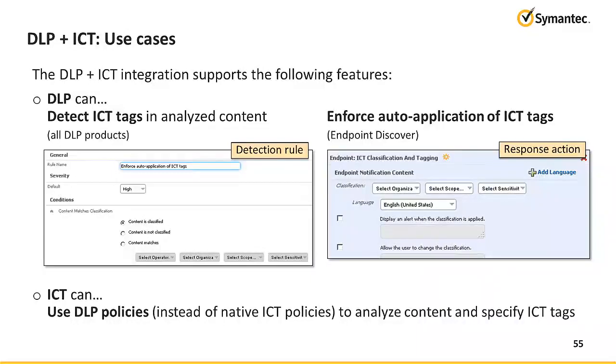The integration between DLP and ICT supports several unique features. It lets all DLP products detect ICT tags in analyzed content, and it also lets Endpoint Discover enforce auto-application of ICT tags during an Endpoint Discover scan. Meanwhile, the integration lets ICT send content to DLP for analysis against DLP policies, instead of against native ICT policies only, to detect confidential content and to specify ICT tags.